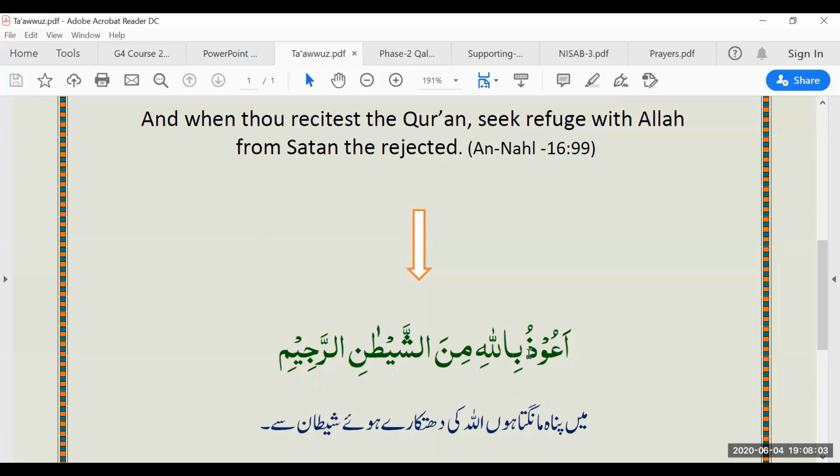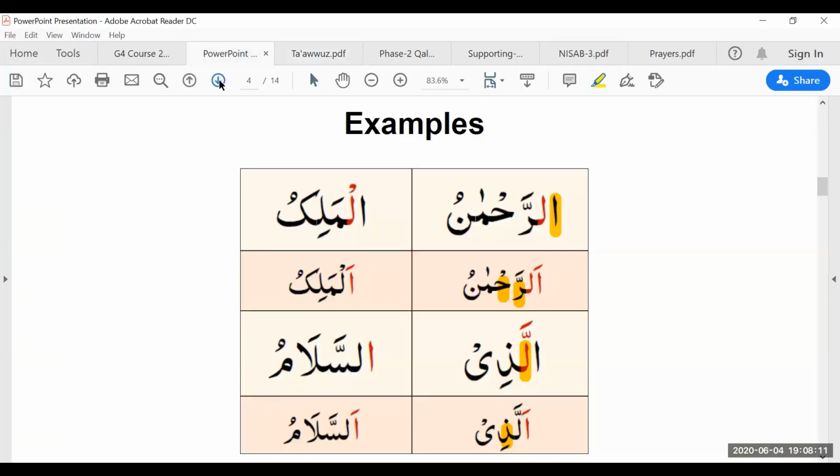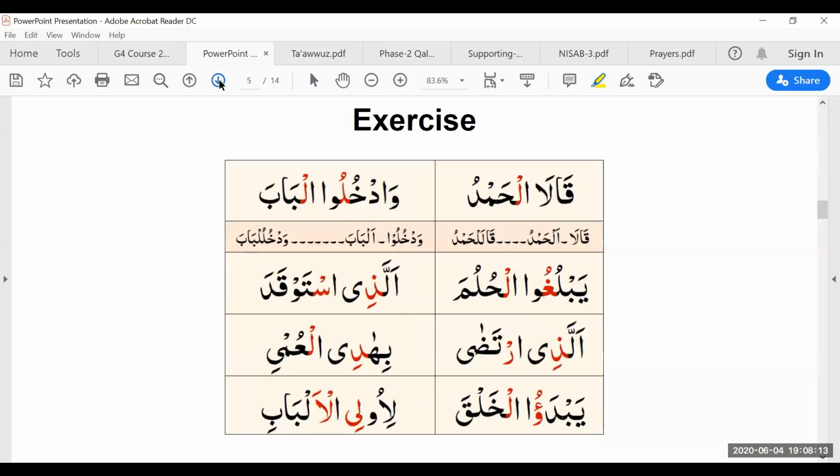So here we also have a zal, and it has, as I said before, a vibrating sound. Right. Okay. Now we are going to.